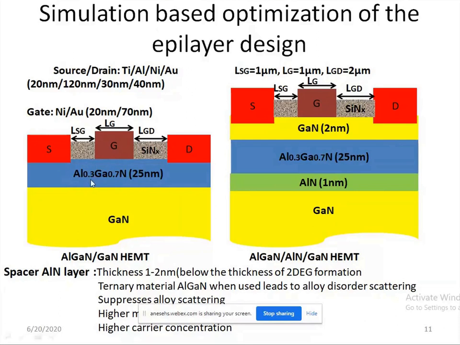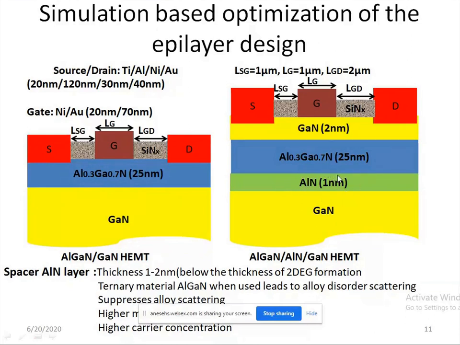We have to go for using an optimum aluminium mole fraction ranging from 0.2 to 0.4. So it will be best if we can choose an aluminium mole fraction from 0.2 to 0.3. So we can't go for increasing this. So how else can we increase the 2DEG density at the interface? The next method that I adopted is that I included an aluminum nitride interlayer of 1 nanometer here.